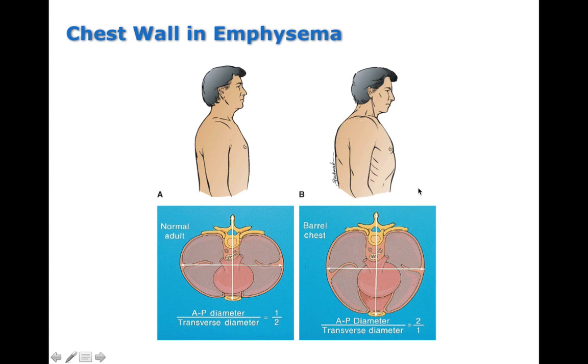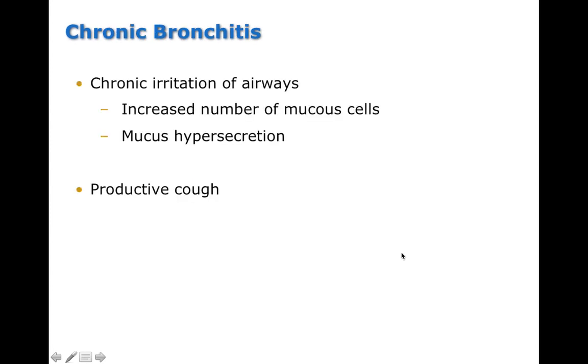emphysema. In fact, if you look at the ratio of anterior-posterior to transverse diameter, it's totally flip-flopped. We actually see here that the anterior-posterior diameter is 2 to 1 rather than 1 to 2. And so you see a huge increase in thoracic volume. This is really compensatory hypertrophy to try to increase ventilation ability due to a decrease in lung compliance. They're really having to work much harder to get air to flow.